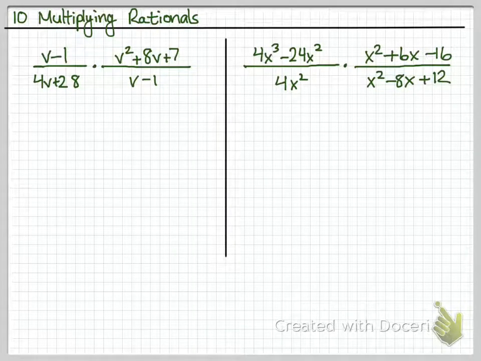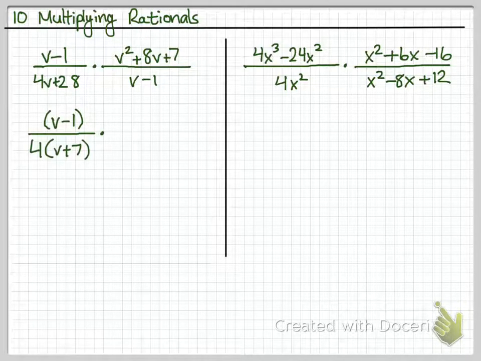Okay, now we are multiplying rationals. So you have two rational functions being multiplied together. And what we do is still take a look at what we have and start to factor. Let's take a look at the first one on the left. Bam. V minus 1 is in its smallest form. The 4v plus 28 gets factored to what you see there.